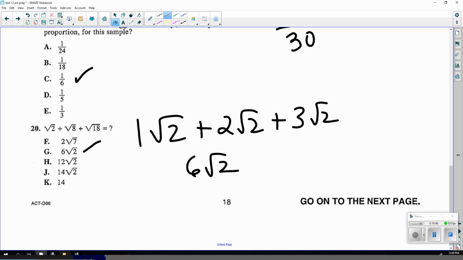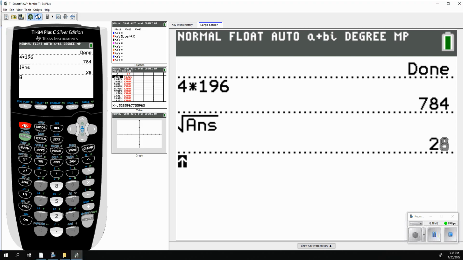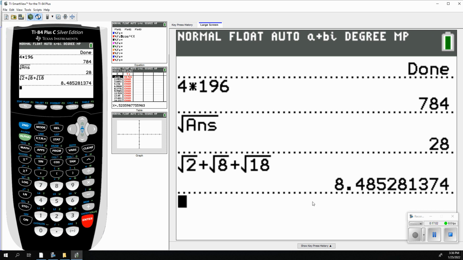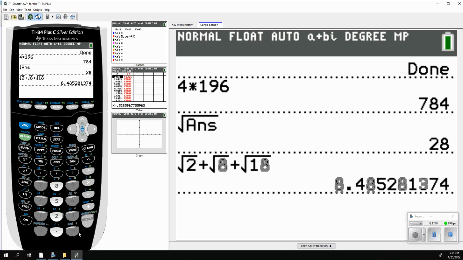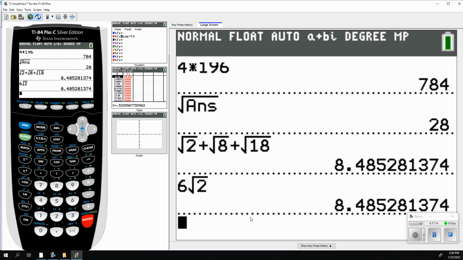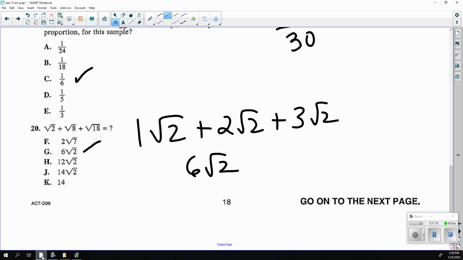Another way, a cheater way, would be to take the radicals and add them, and get the answer 8.48 and then match it up. You would quickly see that 6 root 2 is the right answer. So that would be a great cheater way to do the whole thing on the calculator and not have to think about math.